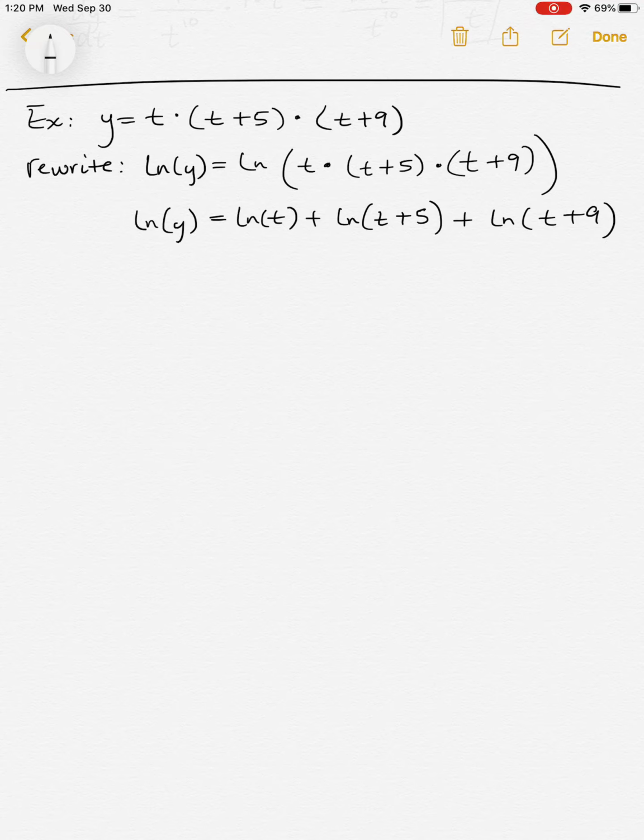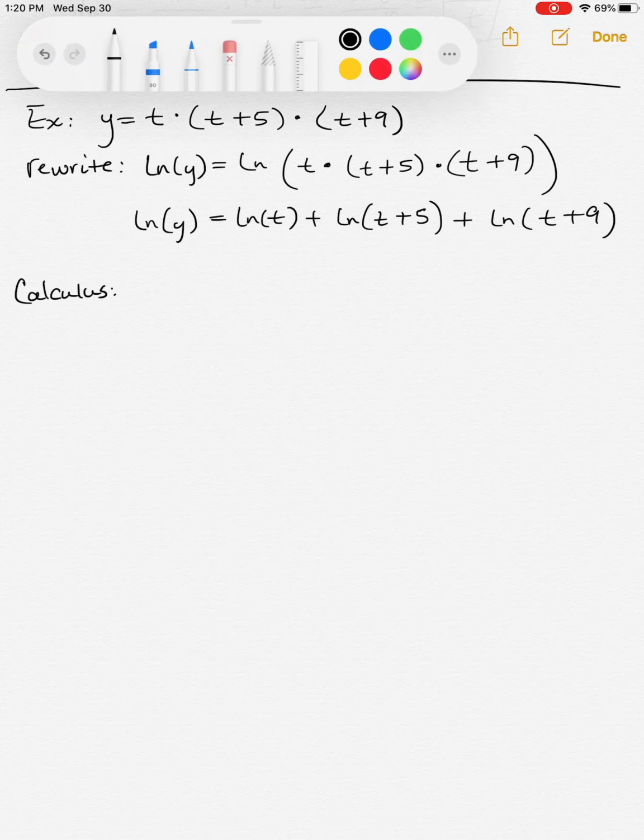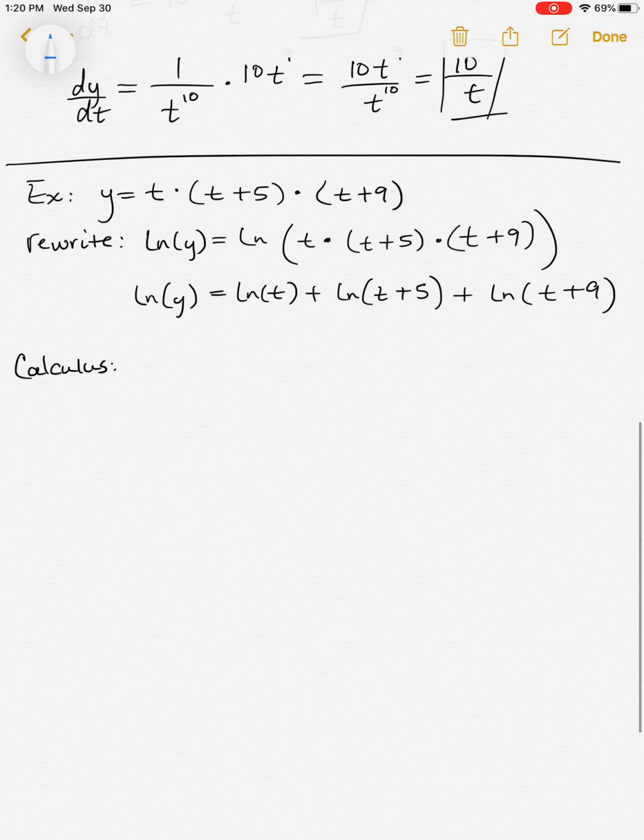Now that I've done that, go straight into the calculus. All right, going into calculus now. We're going to take derivative, and we're going to take these derivatives in blue. So derivative of everything, and we're taking derivative with respect to t because we're trying to find dy/dt.